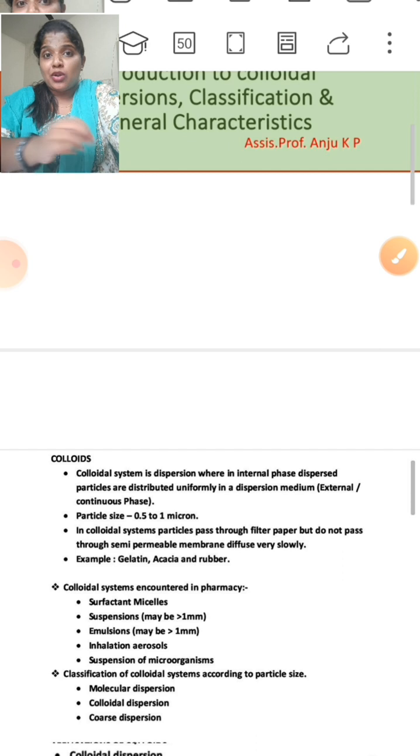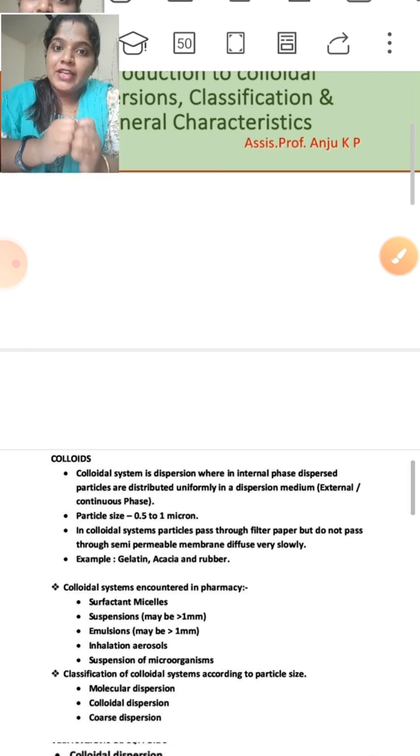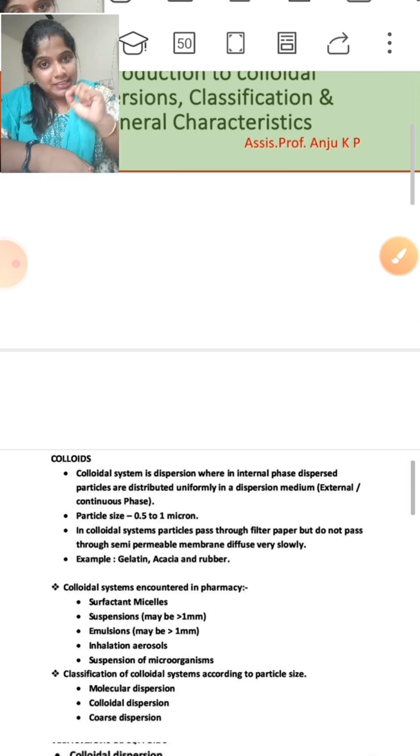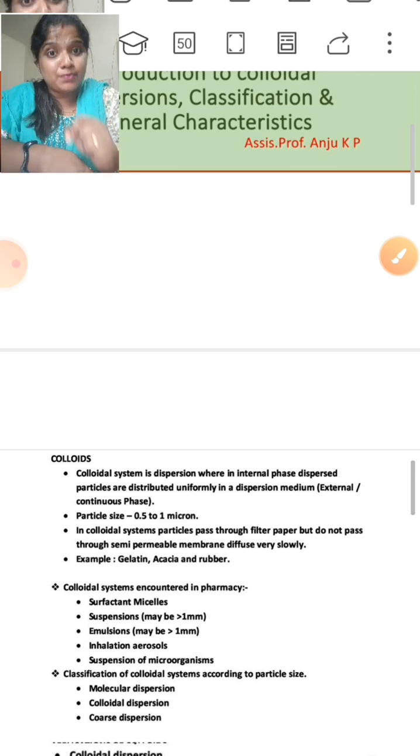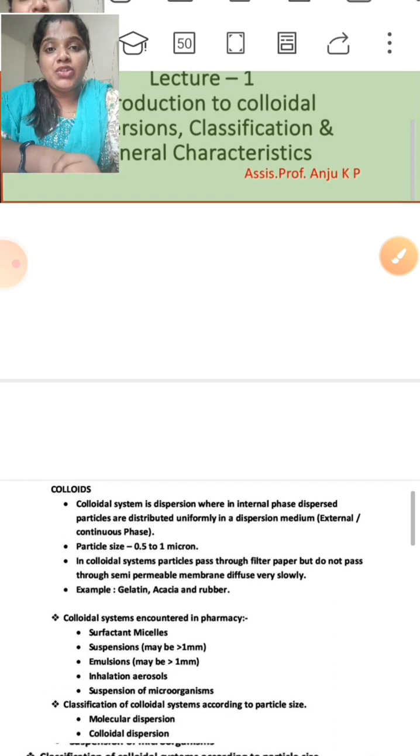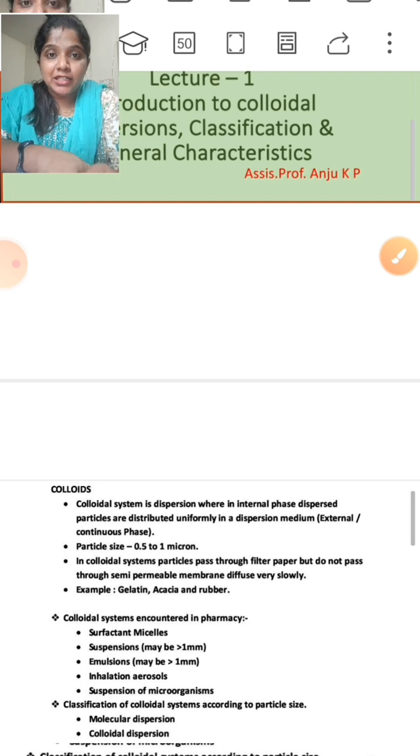Colloidal dispersions are defined as systems in which one phase is dispersed into another phase. The phase that got dispersed is known as the dispersed phase, and where it got uniformly distributed, we call that the continuous phase or external phase. So the dispersed phase has the role of internal phase.